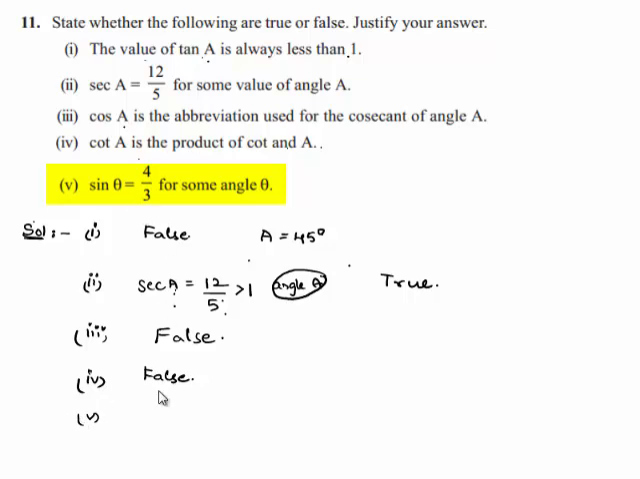Given that sine theta is equal to 4 by 3 for some angle theta, this will be false because we know the sine value tends from just 0 to 1. It is minimum at theta equal to 0, that is the value is 0, and at theta equal to 90 it is maximum and the value is 1. So the value can't be 4 by 3.